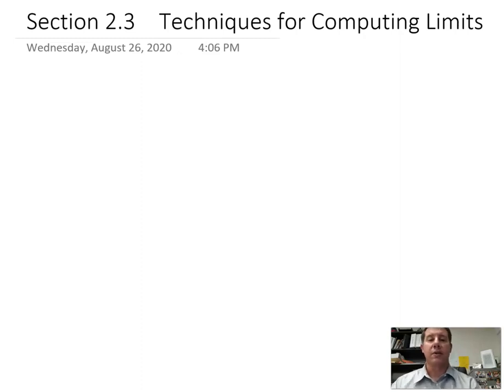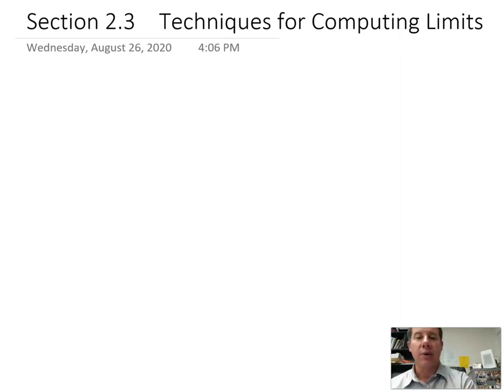Good morning, boys and girls, and here we go, back for round 3, section 2.3, techniques for computing limits. This is probably about where you ended in trig pre-calculus with computing limits. So we're going to just jump right into it.